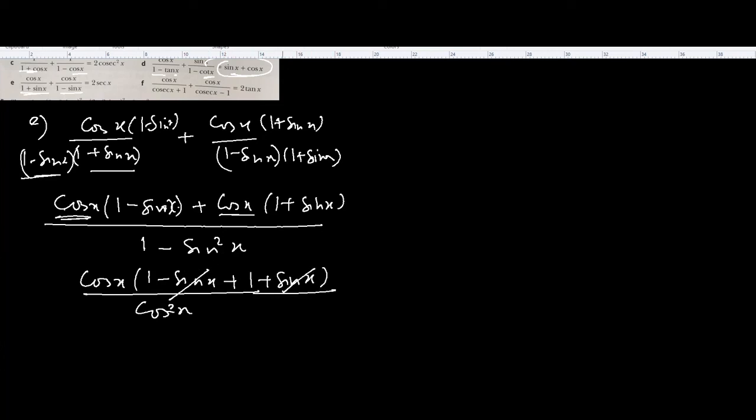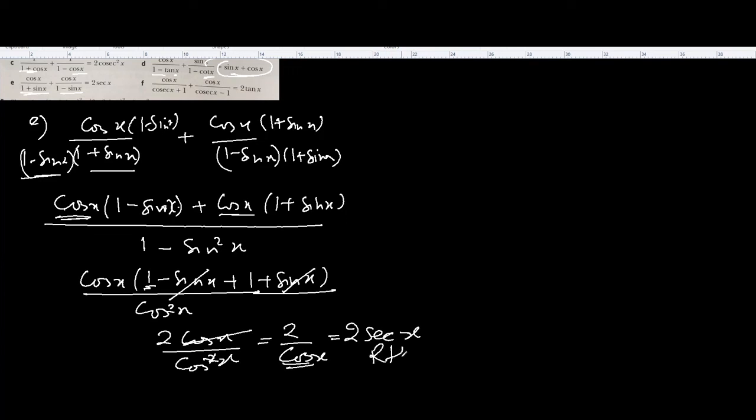This and this cancel out, sin x and minus sin x. So 1 plus 1 is 2. So it will be 2 cos x over cos square x. This cos x will cancel with one of the cos. Now we are left with 2 over cos x, and the reciprocal of cos x is secant x. So 2 secant x, which is the RHS. Let's do the last part, F.